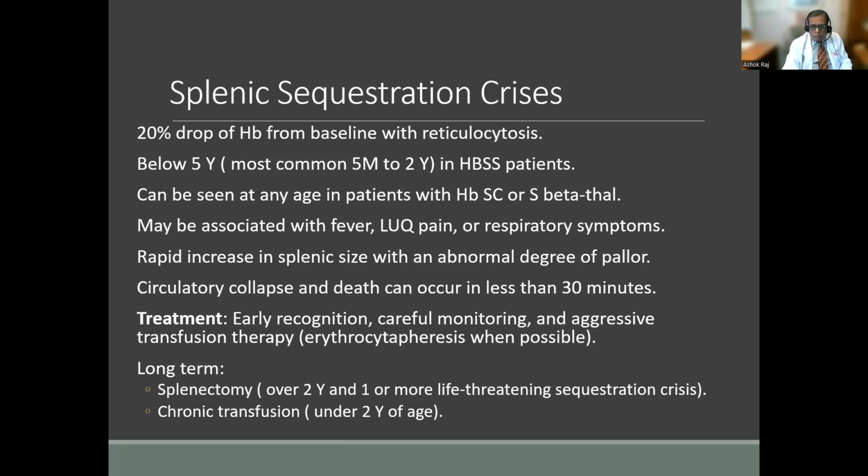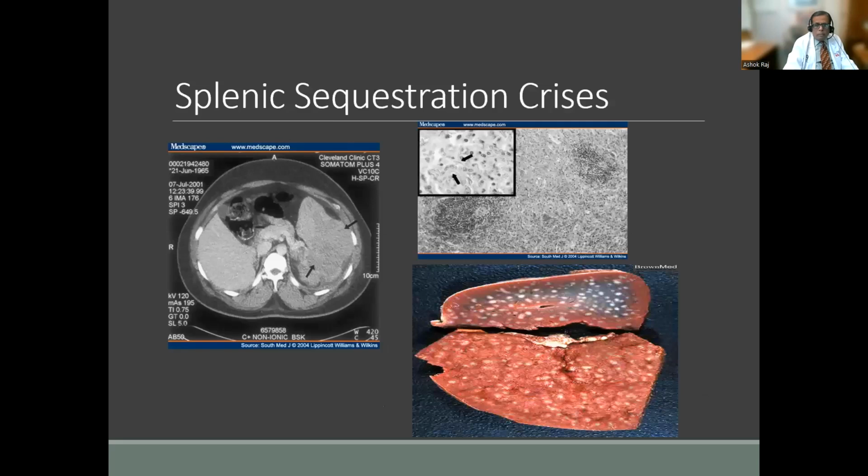So one of the ways we have to educate families is for them to be aware of such a complication. Before I go there, I just wanted to show you the findings on CT scan of a markedly enlarged spleen in a patient with sequestration crisis, and then the pathologic findings of a highly congested spleen, both grossly and microscopically on exam.